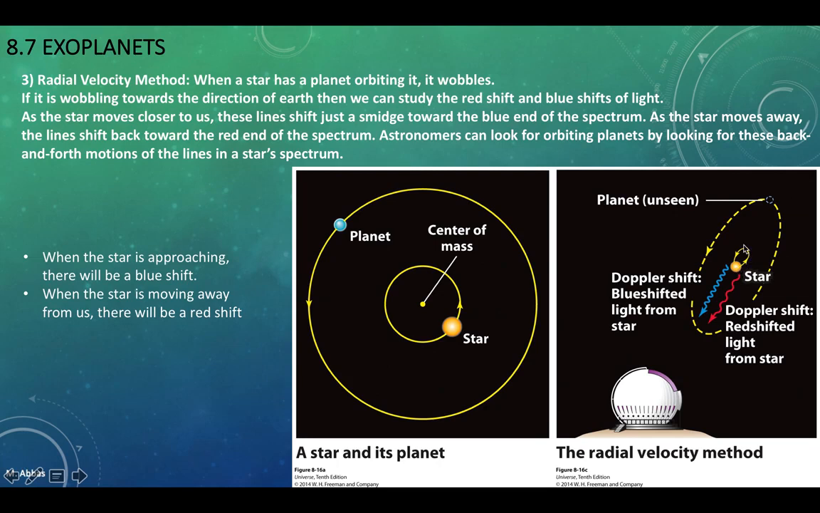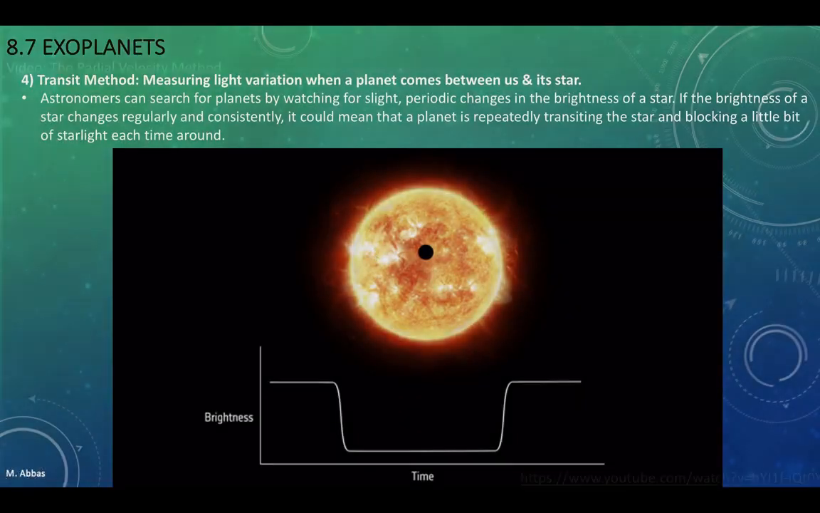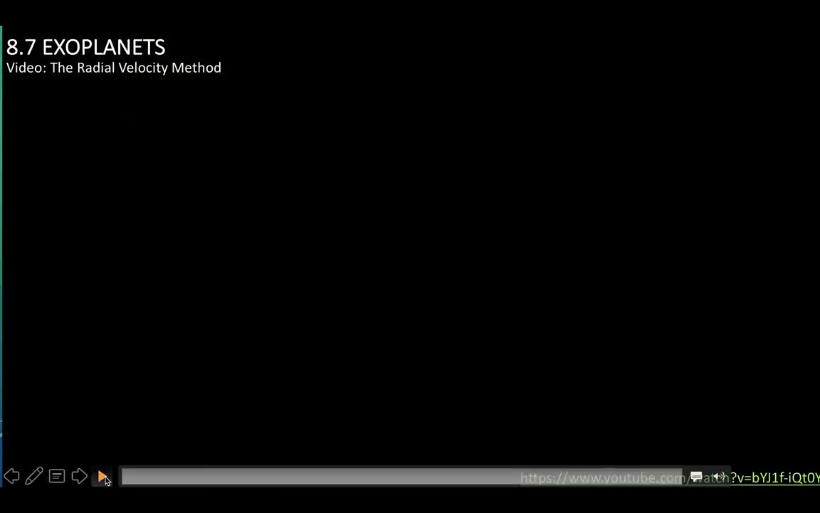So if I'm looking at a star and it's moving towards me and away from me, then I will see red shifts and blue shifts, then I will tell, okay, what causes the star to move towards and away from me is probably a planet that is orbiting it. This is what we call the radial velocity method. Let me show you more.